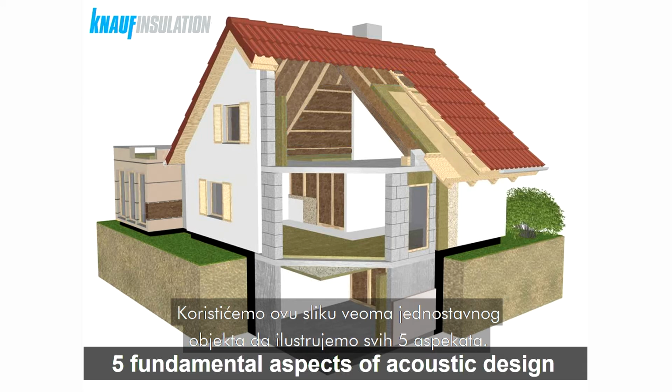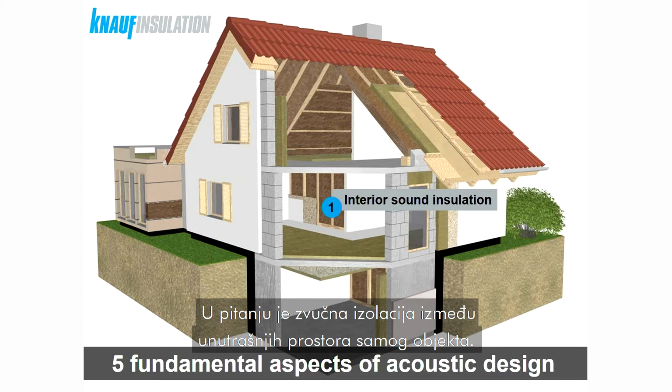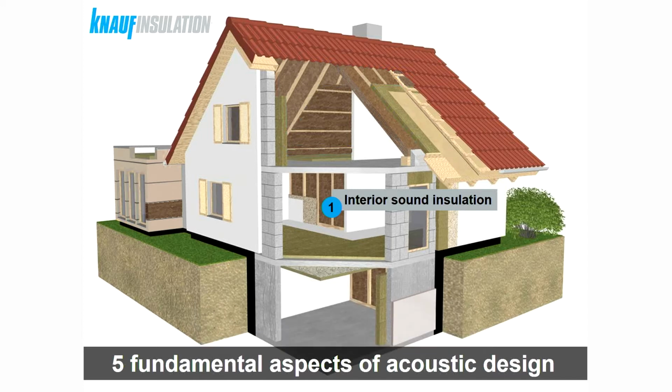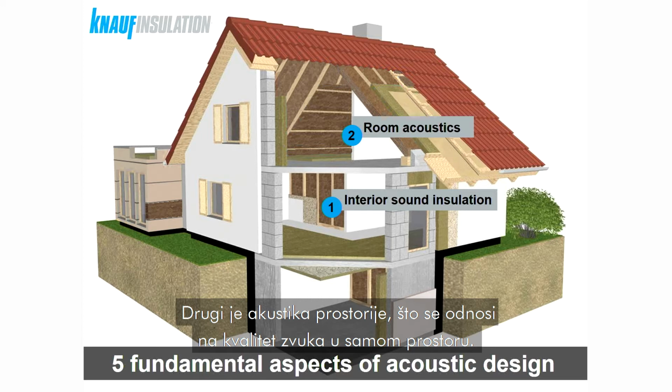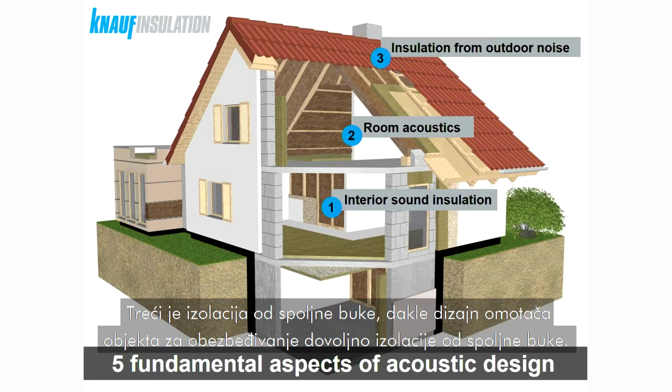And we can use this image of a very simple object to illustrate all the 5 aspects. The first fundamental aspect of acoustic design is maybe the one that everyone is the most familiar with. That is the sound insulation between the interior spaces of the building itself. Second one is the room acoustics, which refers to the quality of the sound within the space. So that would be something along the lines of the acoustic ambient in the restaurant examples we have discussed before. Third one is the insulation from outdoor noise. So basically the design of the building envelope to provide sufficient insulation from the outdoor noise.